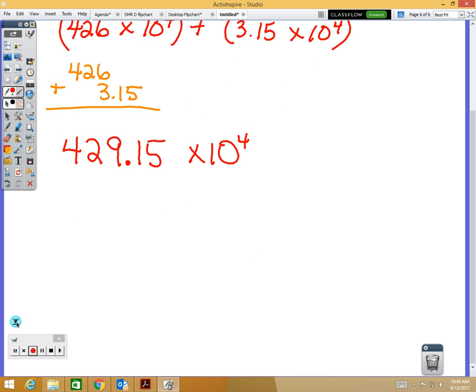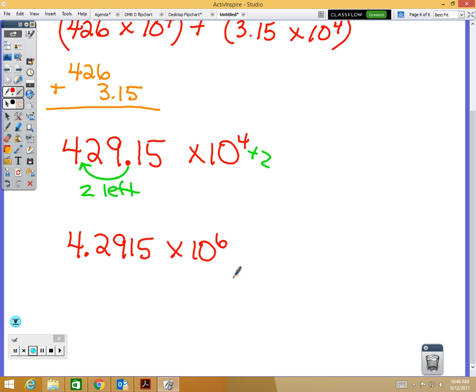And we still would need to adjust it so that our decimal is between the first and second digit. So that's moving it over to the left 2 places, which means I would need to add 2 back onto my exponent. So final answer, 4.2915 times 10 to the 6th.